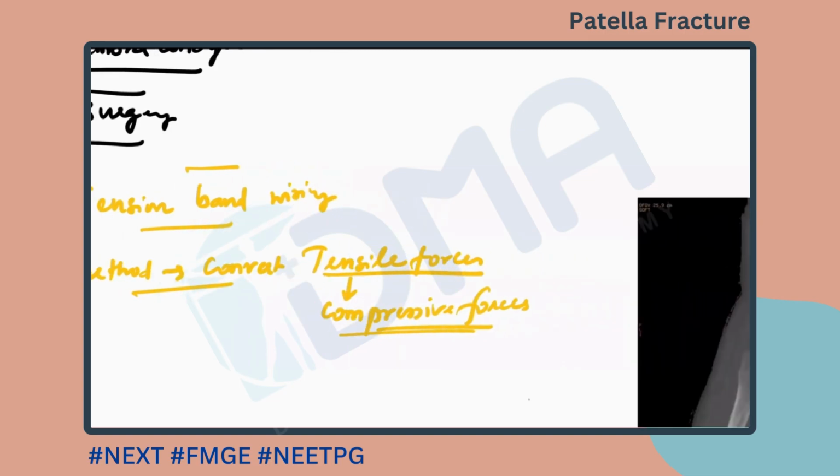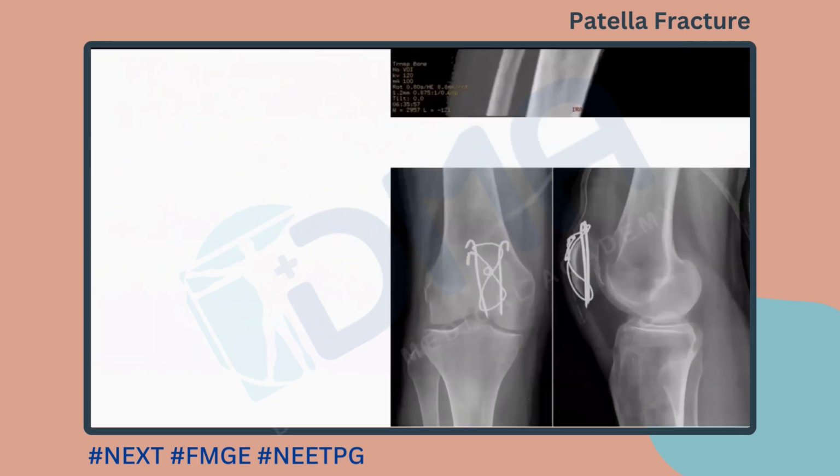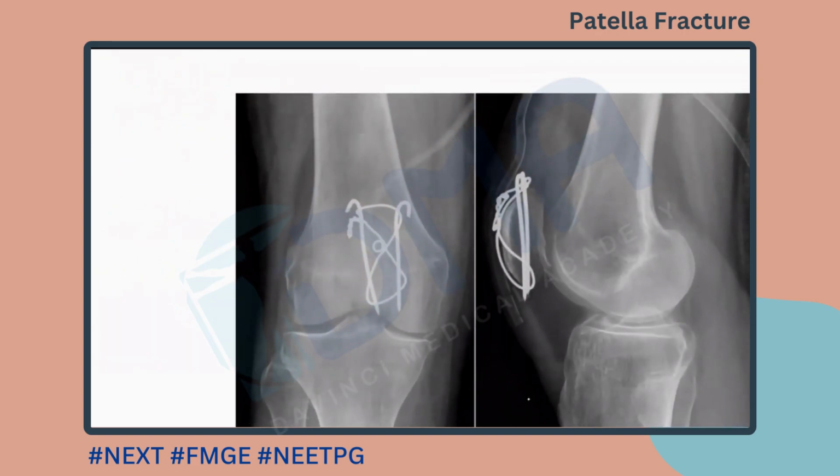How do they do tension band wiring? In this picture you can see the tension band wiring being done. They have put 2 K wires, and around the K wire there is an SS wire which is tied in the form of figure of 8 pattern. So this surgery is called as tension band wiring surgery.